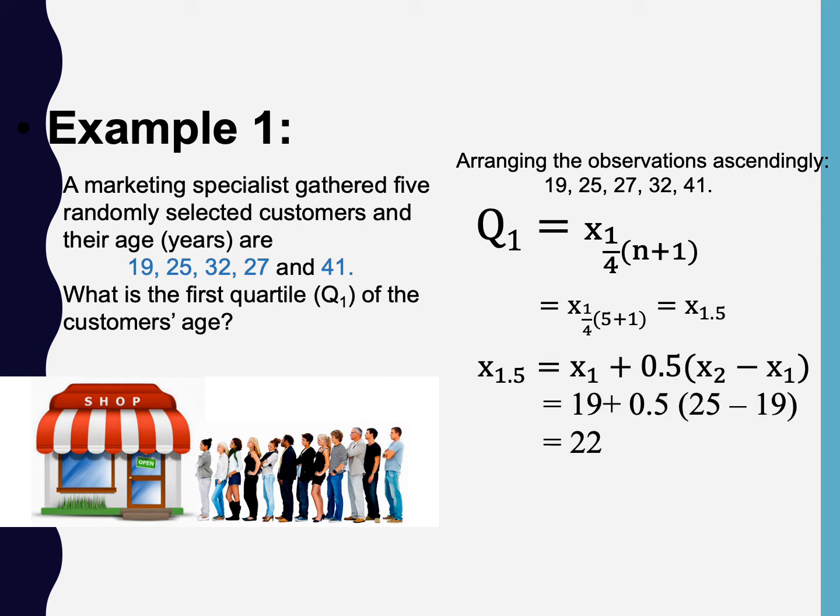Or using the alternate solution, you isolate x sub 1, or the first data position, which is 19, plus the decimal part, which is 0.5, times the difference between the second and the first position. And that will give you also the value 22. So the value of Q1 or quartile 1 is 22.